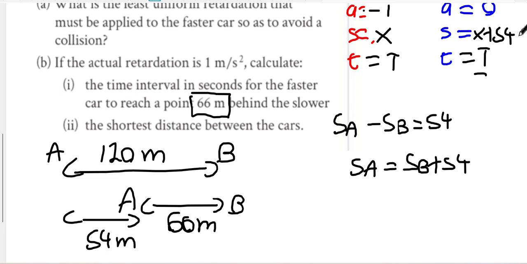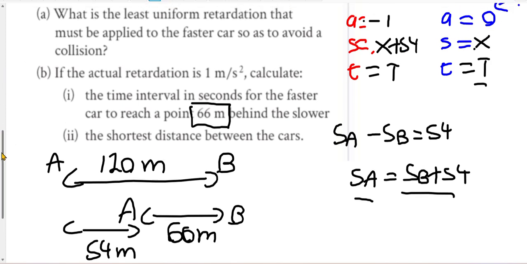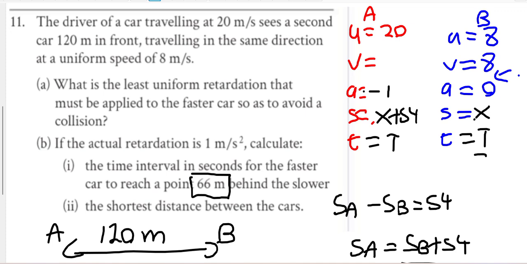Sorry, give me a second. My head's about to explode now. Thanks. Sorry, guys. The car that's catching has to travel the bigger distance. So SA is the second one plus 54. So that's X plus 54, and that's X. Thank you. Okay, need a software update. All right, guys, off you go. Try and finish that off now yourselves.